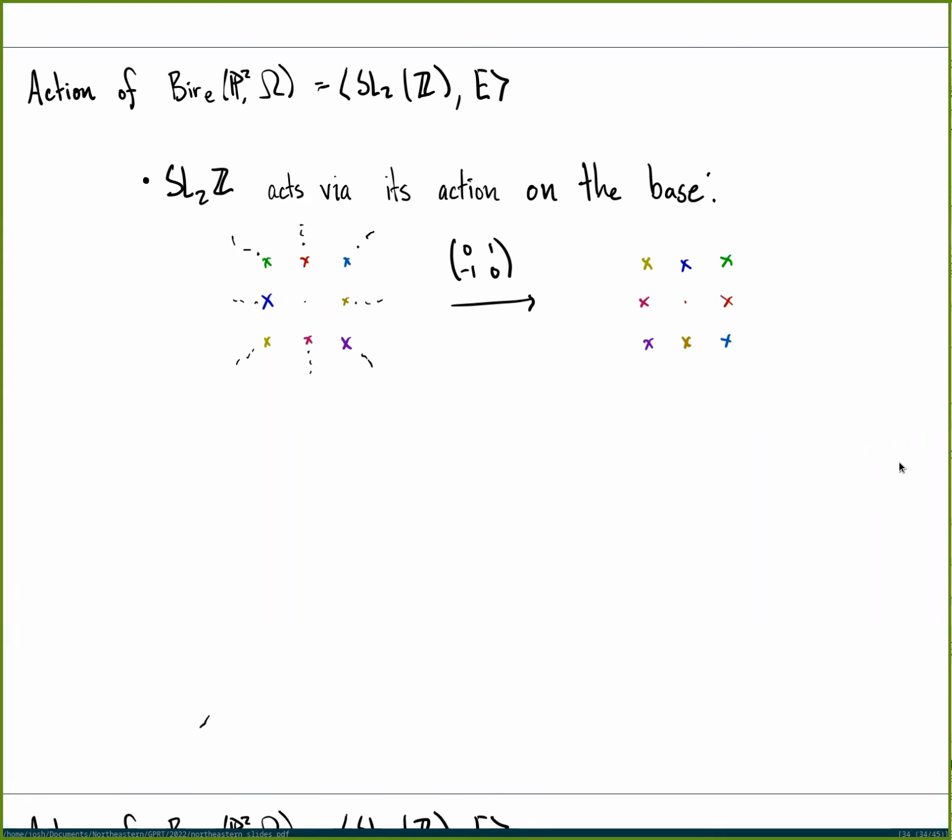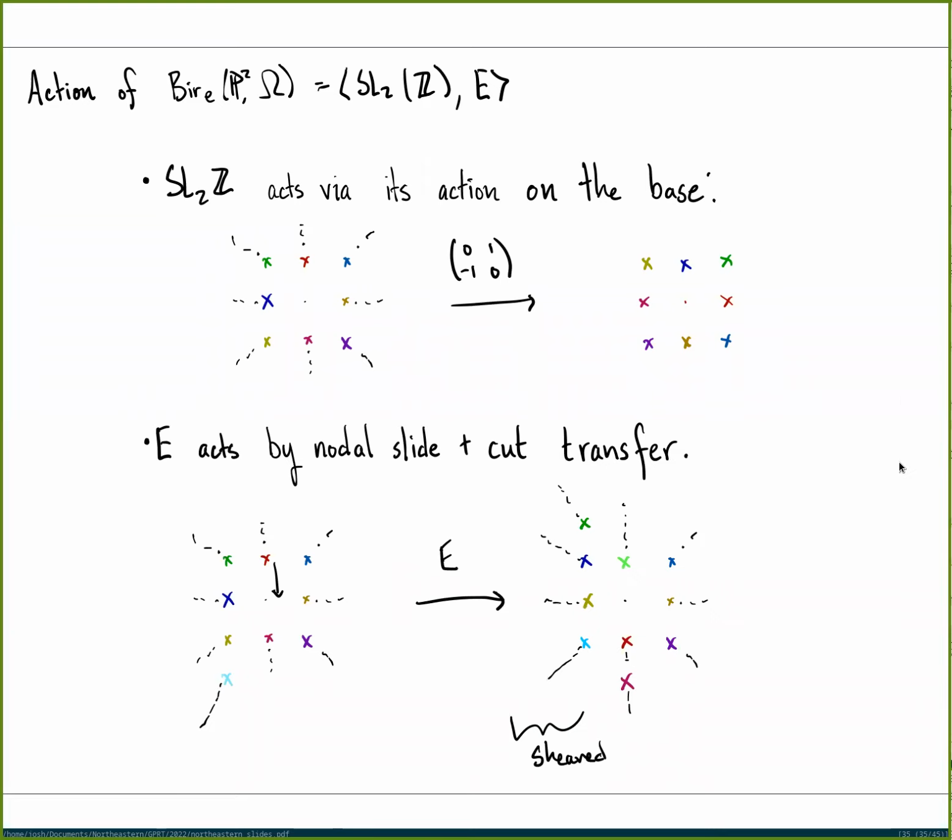But now the tricky one is actually this E. So E is going to act by this nodal slide and cut transfer business. So what's happening is that I can form some family of, so given one of these diagrams, these split diagrams like this, I get some symplectic Borel manifold over it. That's the beauty of these split diagrams.